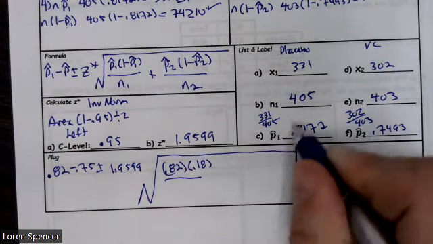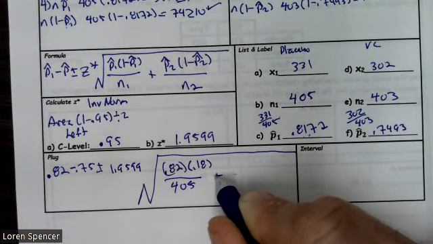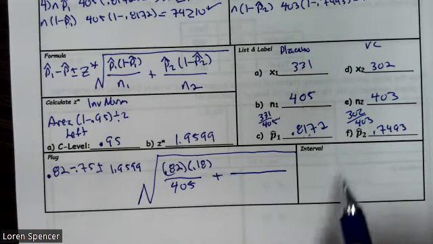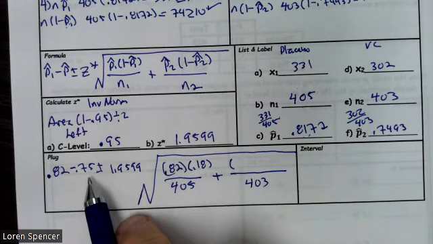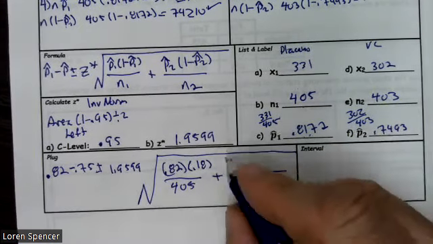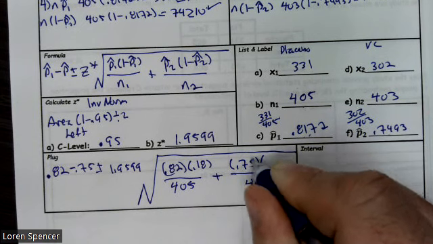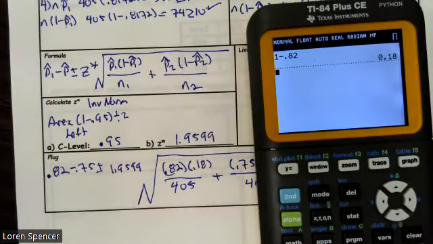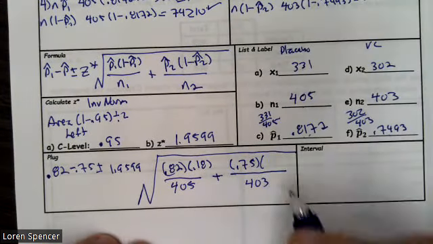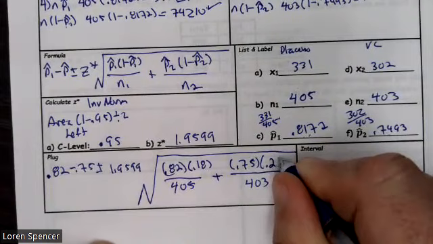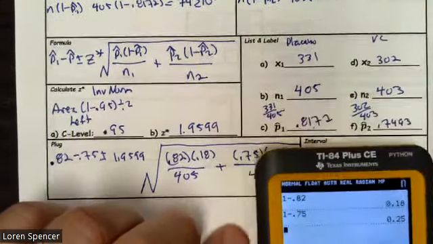Put that over my sample size of 405, plus, this sample size is 403. We said we're going to round that 0.74 to 0.75 just so I have enough room. And when I do 1 minus, 1 minus 0.75 is 0.25. And we're going to go ahead and calculate our interval.